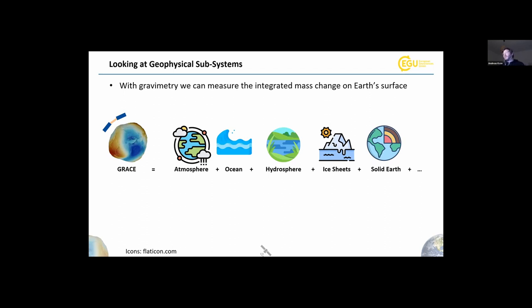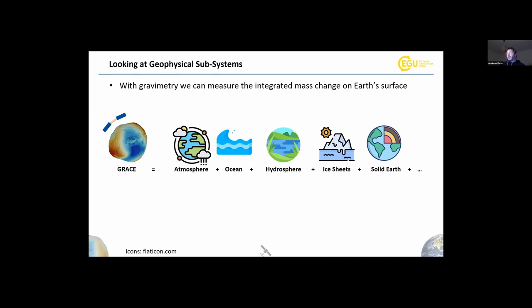And with that, we can now do very, very cool things. Because one of the advantages that we have with gravimetry is that we measure the integrated mass change. So we don't have a single geophysical process that we specialize in, but we measure everything that goes on. And if our measurements contain everything, then we also can start looking at each individual sub-process. And essentially, our measurements are the sum of atmosphere, ocean, hydrosphere, ice sheets, and solid earth, and so on.